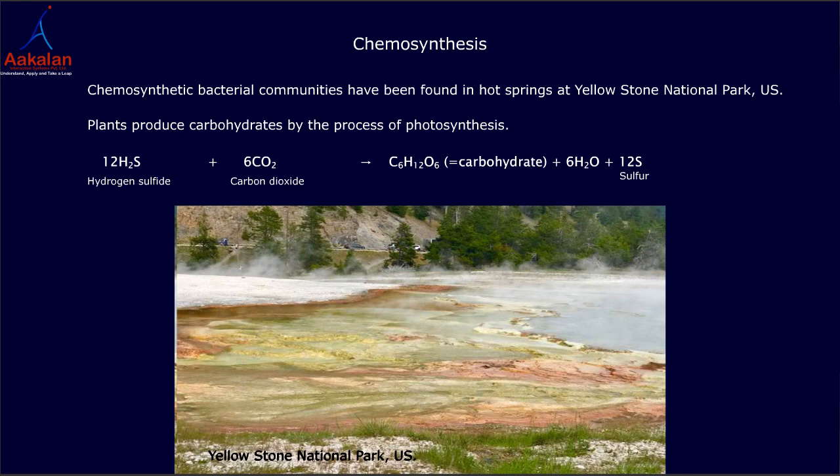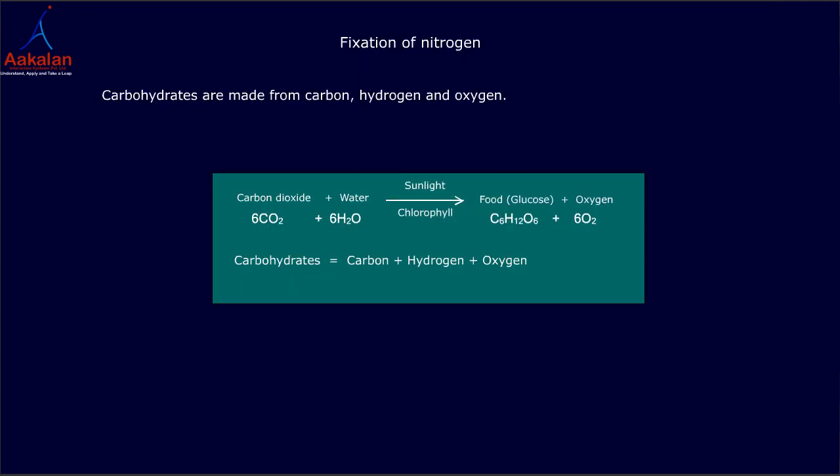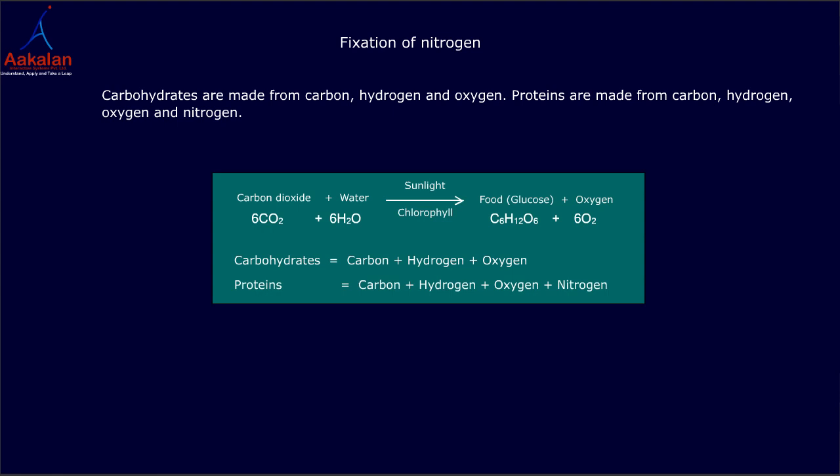Plants produce carbohydrates by the process of photosynthesis. Carbohydrates are made from carbon, hydrogen and oxygen. Proteins are made from carbon, hydrogen, oxygen and nitrogen.